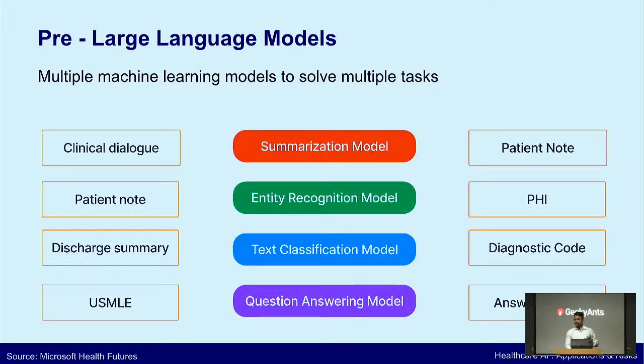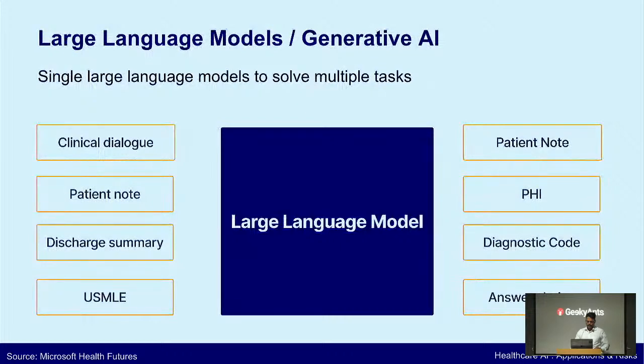Now, why is there so much hype for generative AI? The thing is that we can solve these multiple problems using a single large language model. Based on our problem at hand, we can modify these large language models in such a way that we can solve the problem using just a single language model. This is very interesting, how we can solve these different kinds of problems using a single model.